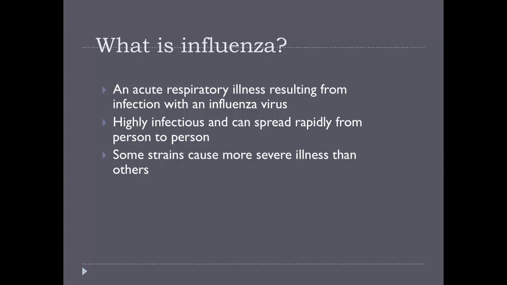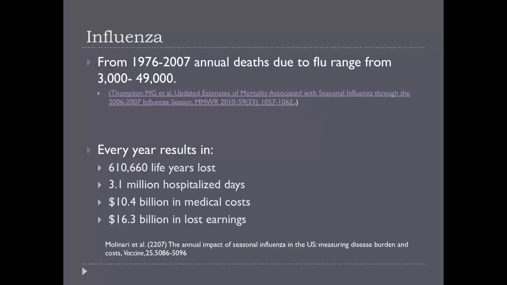So what is influenza? Again, it's a respiratory illness resulting from an influenza virus. It's highly infectious, unlike TB, and can spread rapidly from person to person. Some strains can cause more severe illness. So depending on the strain, you always hear about that yearly variation. Some can actually be much more problematic.